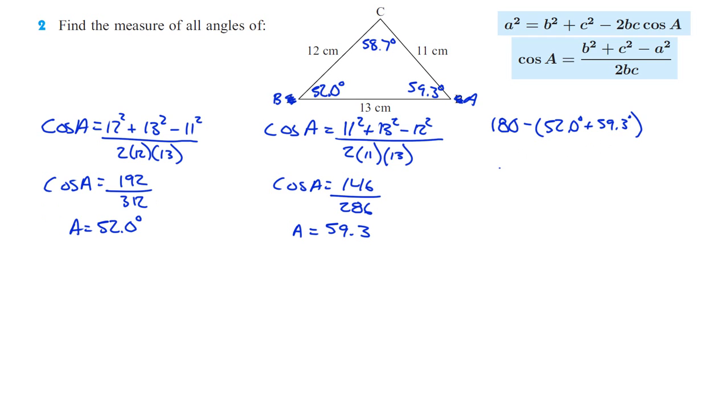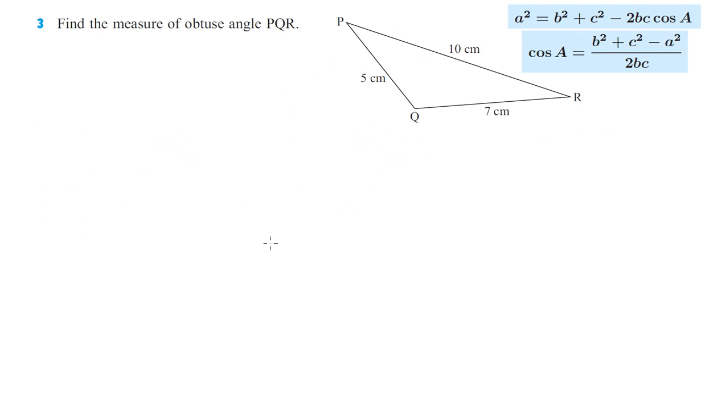All right, moving on to the next one, number 3. Find the measure of obtuse angle PQR. So we're looking for this one here. If we're looking for an angle, let's use cosine A. So I'm going to turn that into A. Let's call that B, or you could call it C, it doesn't matter, and this one we'll call C. Across from A is little a, across from B is little b, across from C is little c.